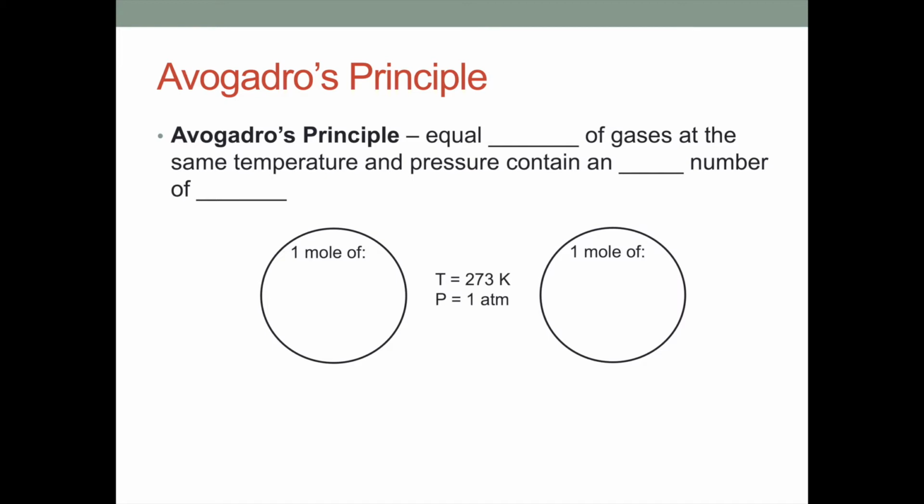Avogadro's principle says that equal volumes of gases at the same temperature and pressure contain an equal number of particles. So what this means is that 1 mole of helium at 273 Kelvin and 1 atmosphere contains the exact same volume as 1 mole of, say, iodine at 273 Kelvin and 1 atmosphere. Now this is extremely significant because helium is much, much smaller than iodine. Helium has a molar mass of about 4, and iodine has a molar mass in the hundreds.